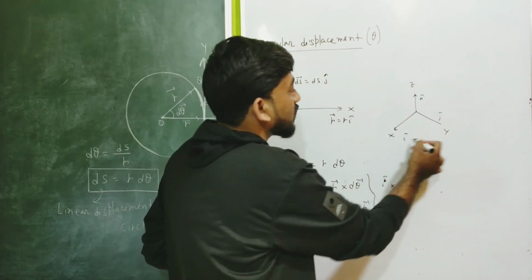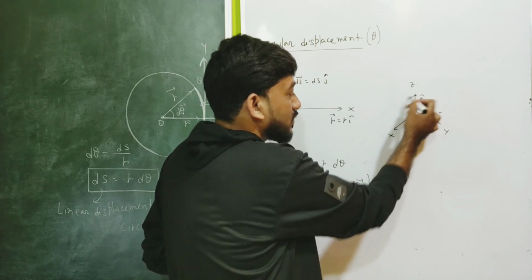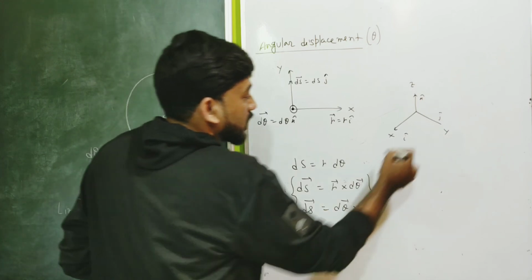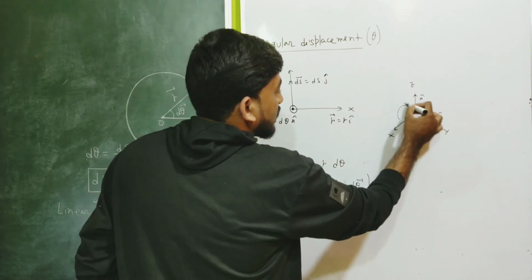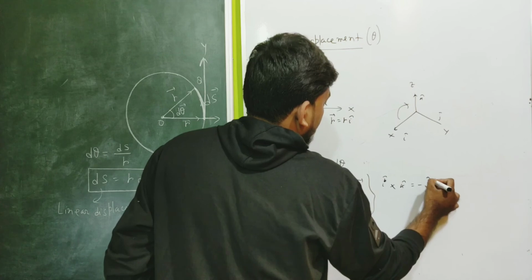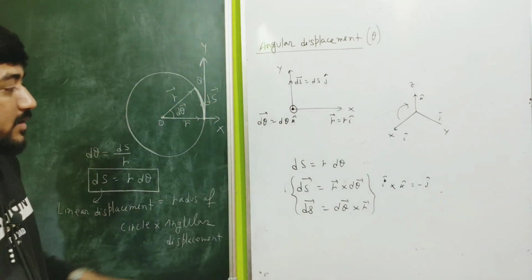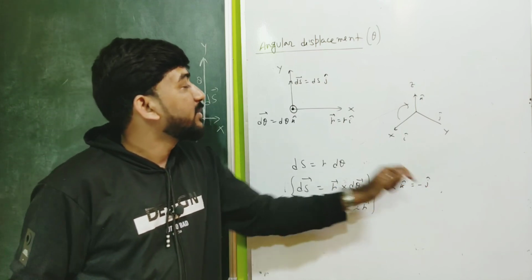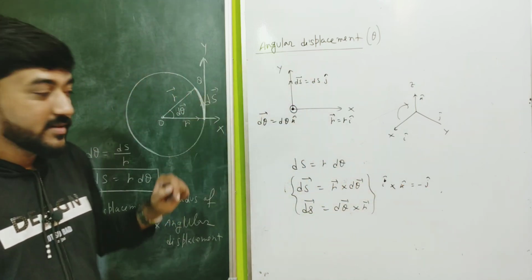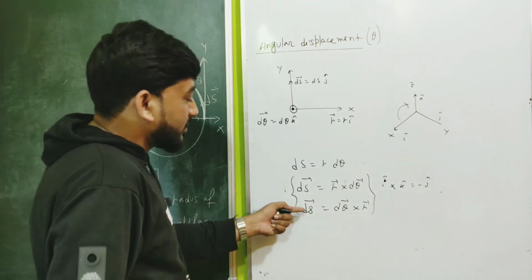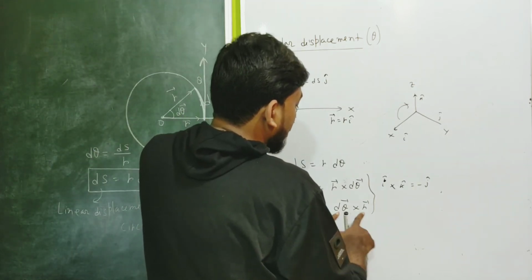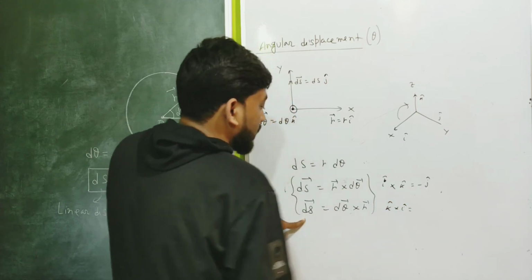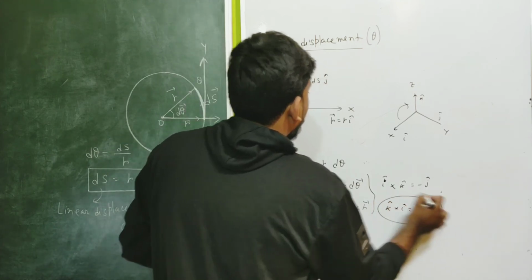If you take i cross j, you get k, then k cross i gives j. But if you rotate anti-clockwise, then you will get negative always. So if you take i cross k in this direction, then it will be obviously minus j. So this relation gives you ds along the minus j cap direction, but ds is actually in the plus j cap direction. So let me check this. Here actually d theta cross r, so this is k cross i. k cross i will be j, and this will give you the correct result.